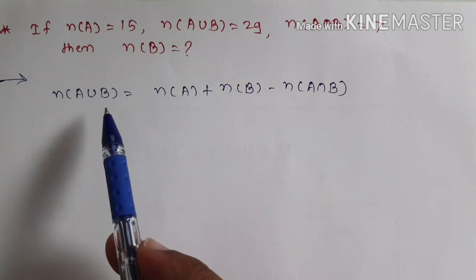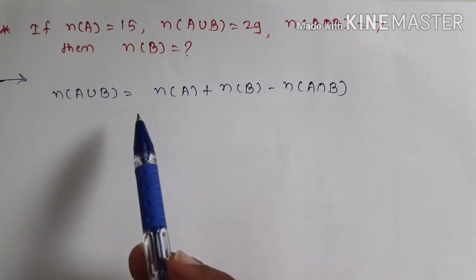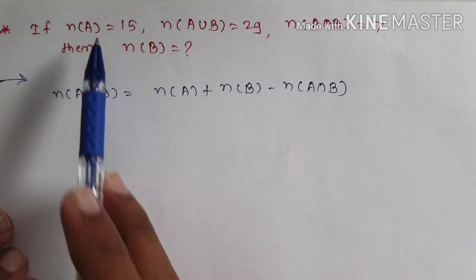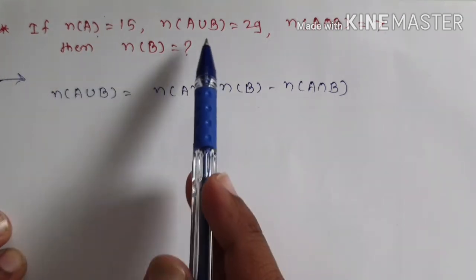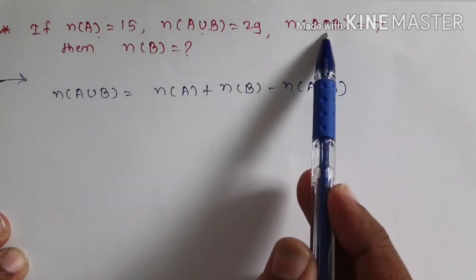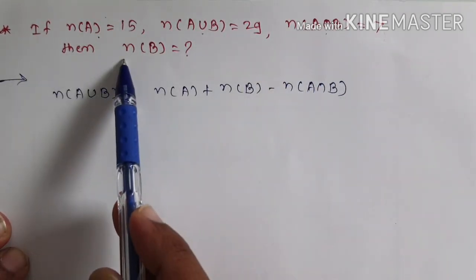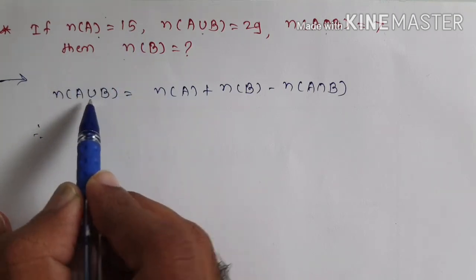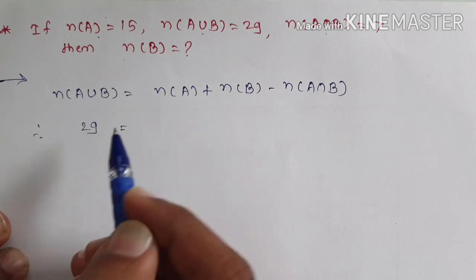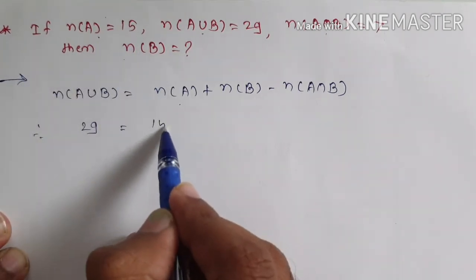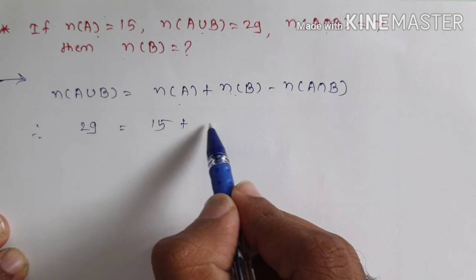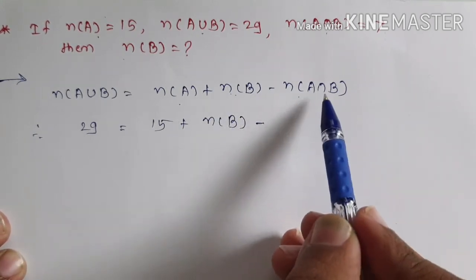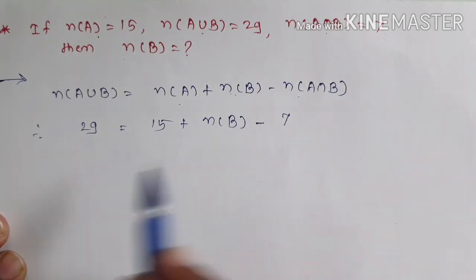So we have 4 variables here, out of which if 3 are given we can find the 4th one. So in this example we are given number of elements in A, number of elements in A union B and number of elements in A intersection B, and we have to find number of elements in B. So we'll replace the values. Number of elements in A union B are 29 is equal to number of elements in A are 15, plus we have to find the number of elements in B, so we take it as it is, minus n of A intersection B, that is 7.